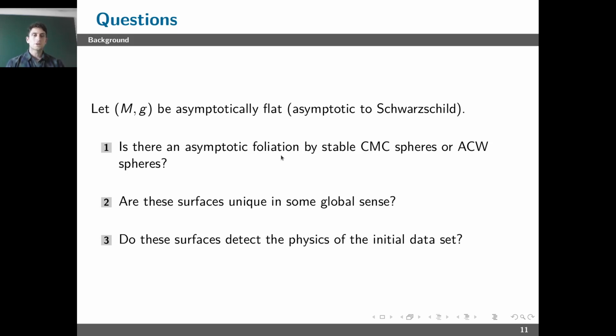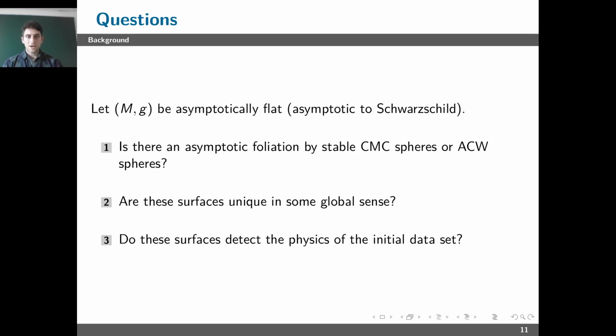In any case, once we've established the existence of such a foliation, can we also show that the leaves of the foliation are unique in some global sense? And as before, this is probably only going to hold under some additional largeness assumption. And finally, can we also show that these spheres detect the physics of the initial data set in a canonical way? So can they somehow recover the mass, the center of mass, the asymptotic energy distribution, and so on?